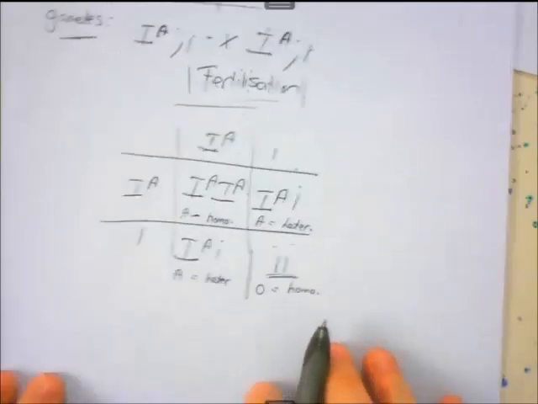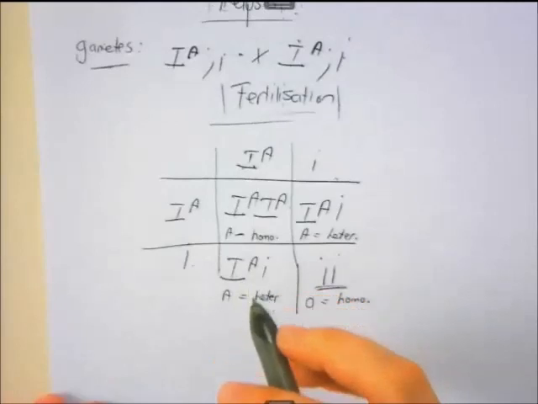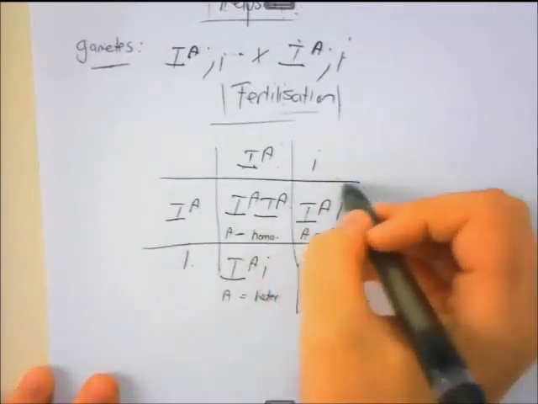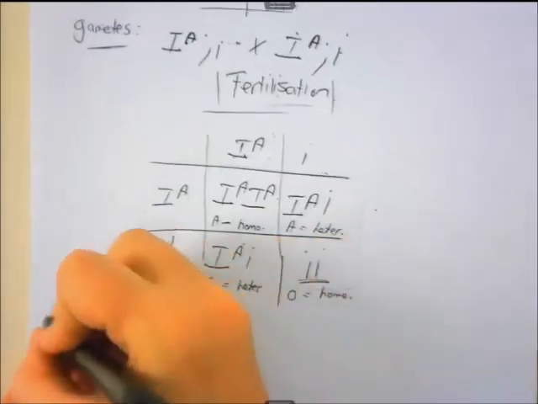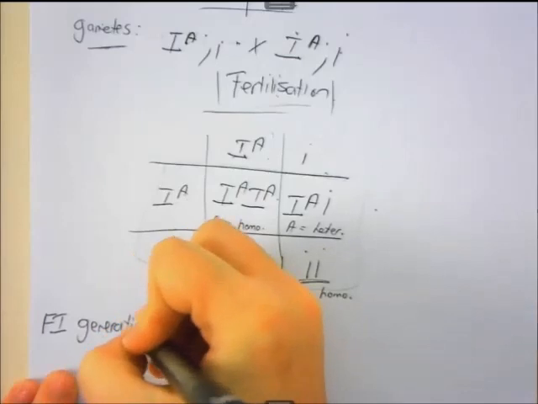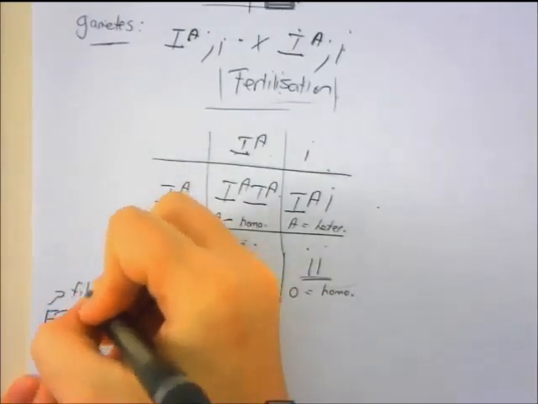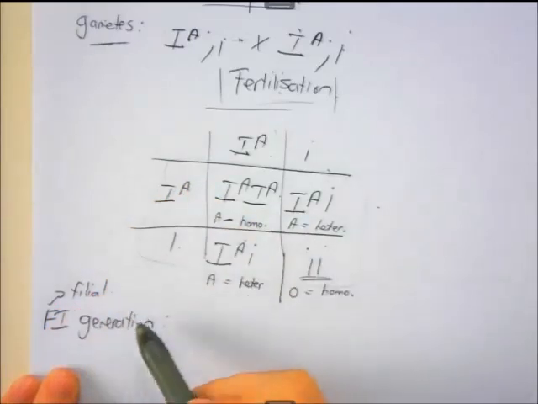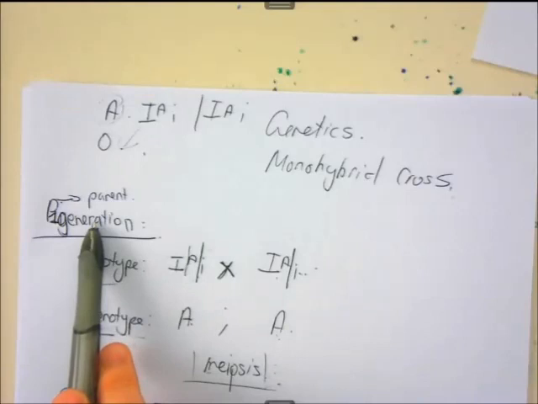And then what they might do is they could ask you under that, just before we get there, what have you worked out over here? You have worked out the possibilities of the F1 generation. This stands for filial. So the offspring of the parents that you started with.